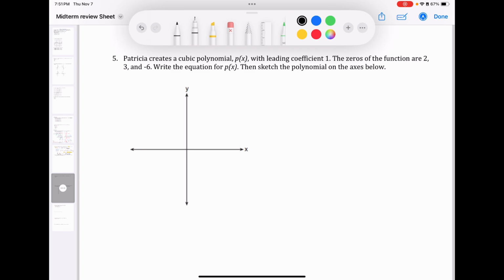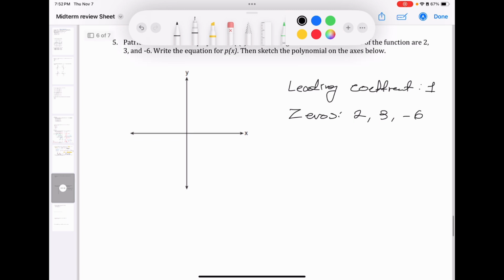So the leading coefficient is 1, and the zeros are 2, 3, and negative 6. You want to write an equation for p of x, then sketch the polynomial on the axis below.